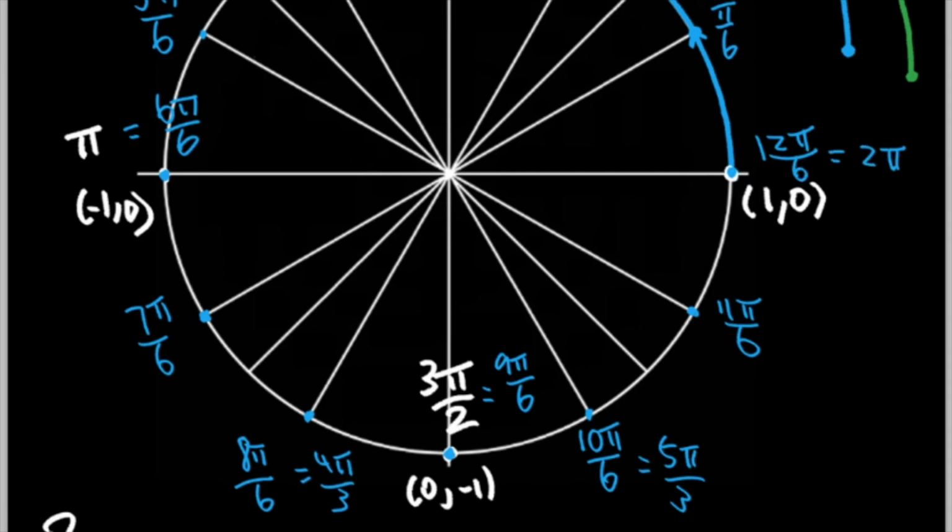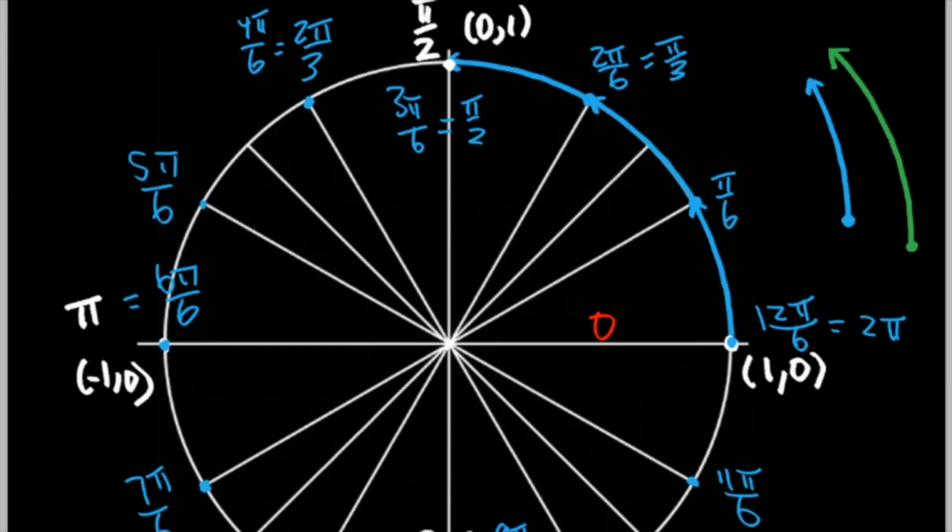Notice that this is also, if we just started there, that's also 0 radians. So I'm going to write that in red. 0 radians is right there, which should make pretty obvious sense. Alright, so let's get rid of these blue arrows over here so that we can reason with the green ones.